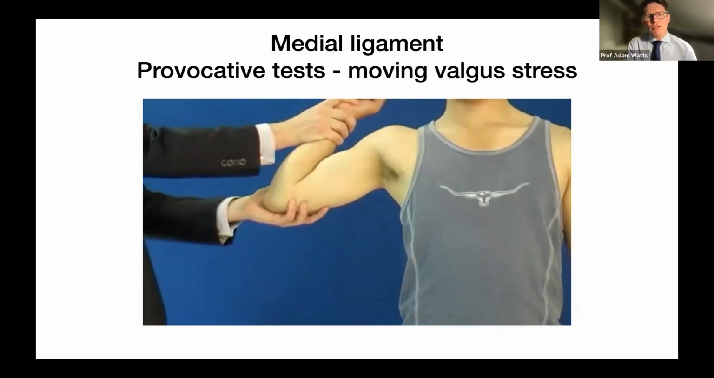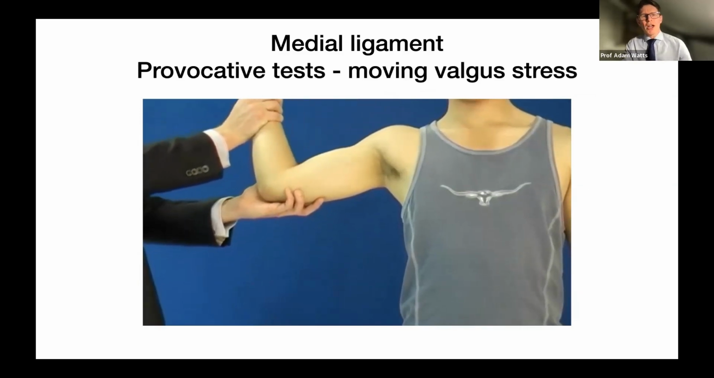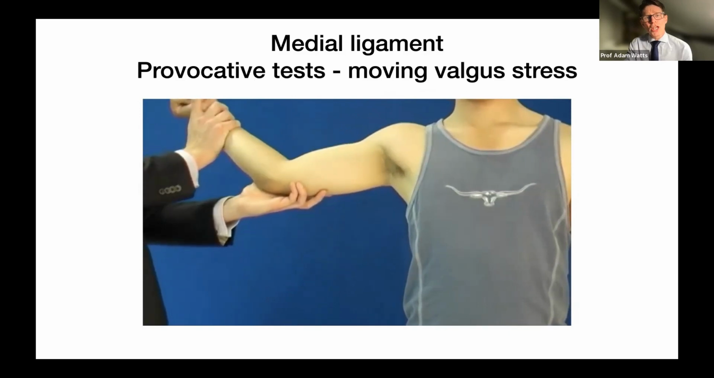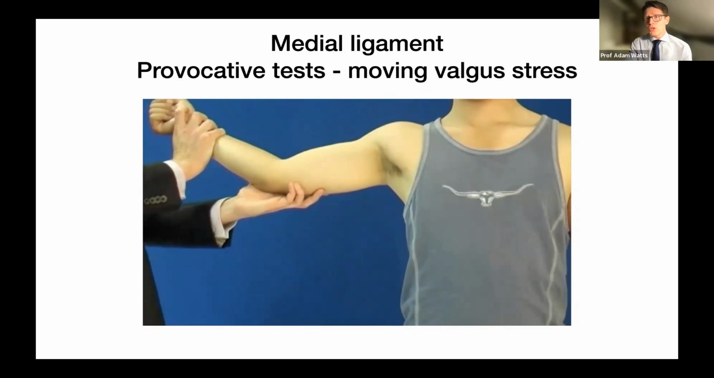And then the moving valgus stress test is described, but is not something I use. You have to wrap the elbow, and that produces the pain with force. But it's not very fair to the patient. It's quite painful, and I don't think it gives us any more information than the milking.